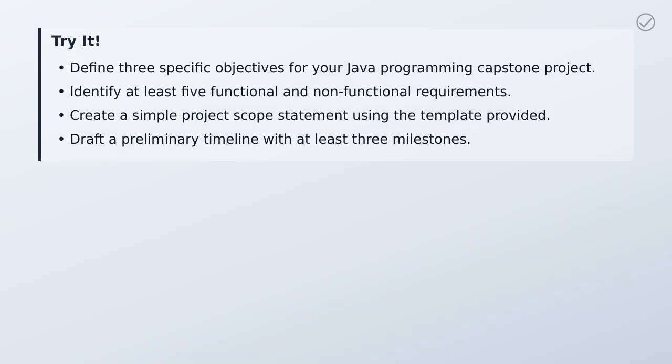Alright, your turn. Give this a try. There are several points on this slide. First, define 3 specific objectives for your Java programming capstone project. Next, identify at least 5 functional and non-functional requirements. Also, create a simple project scope statement using the template provided. Check the slide for the remaining items.